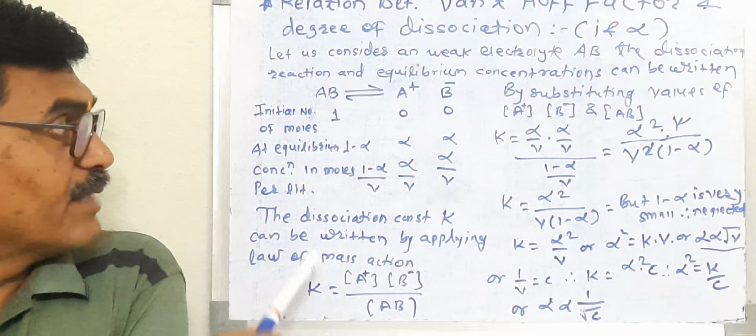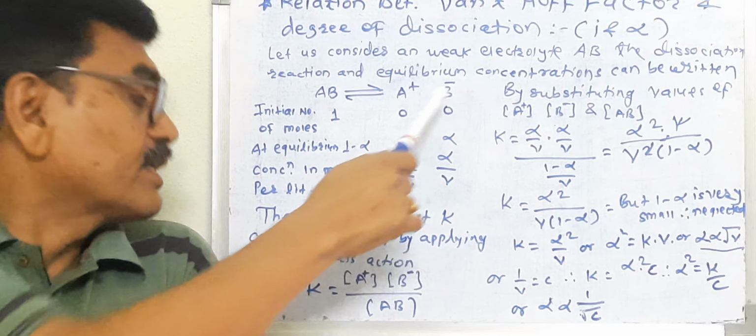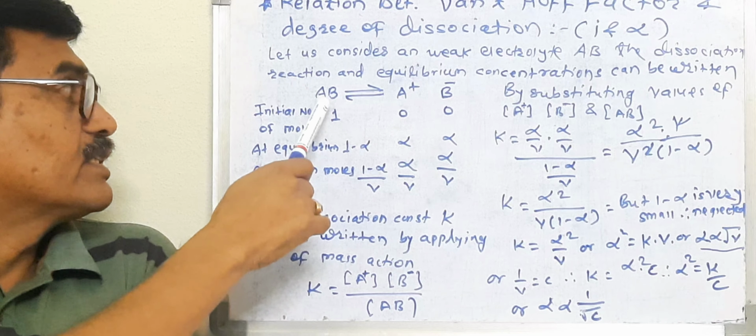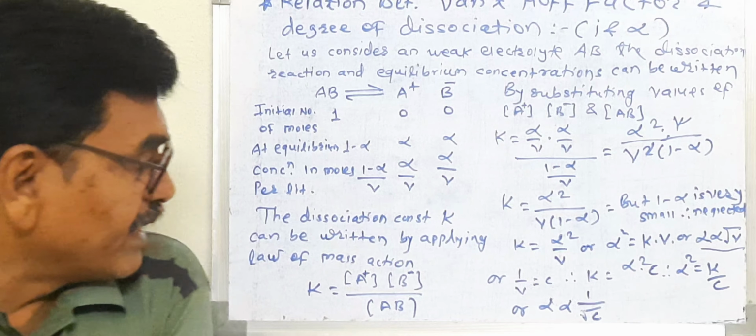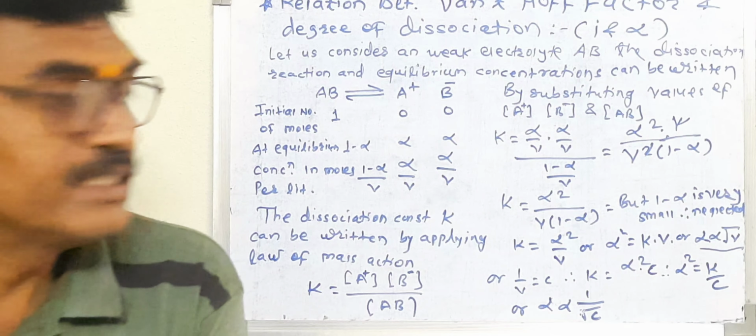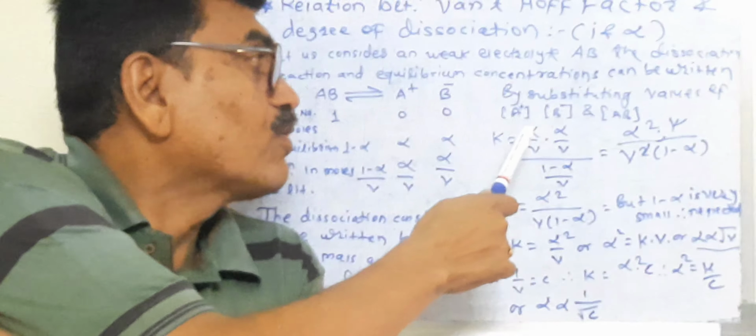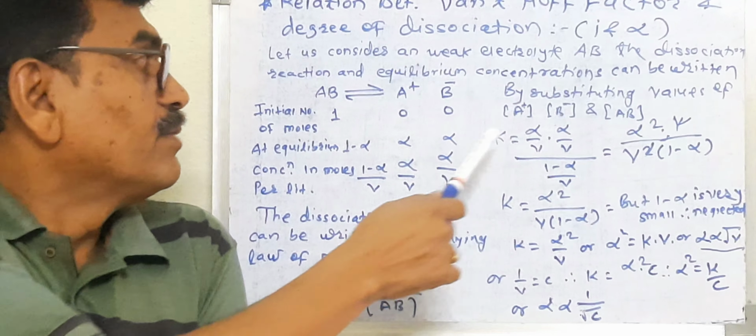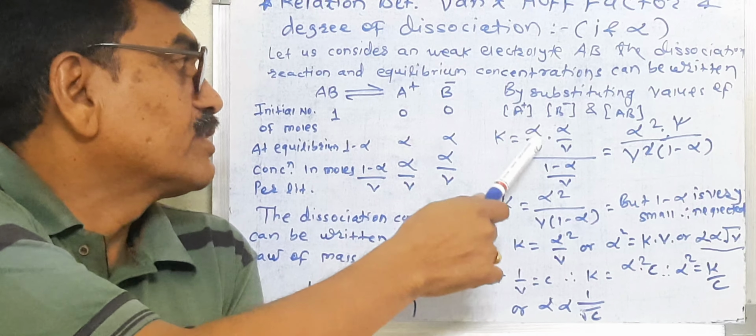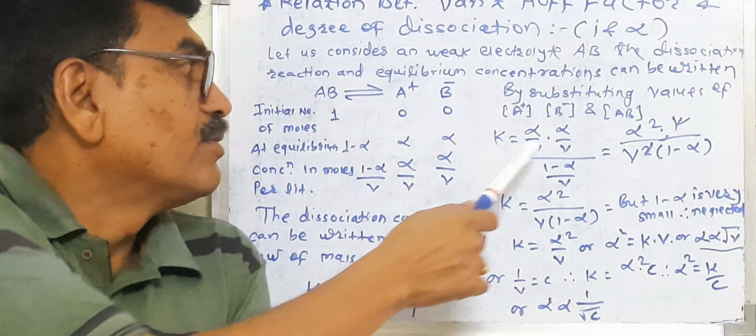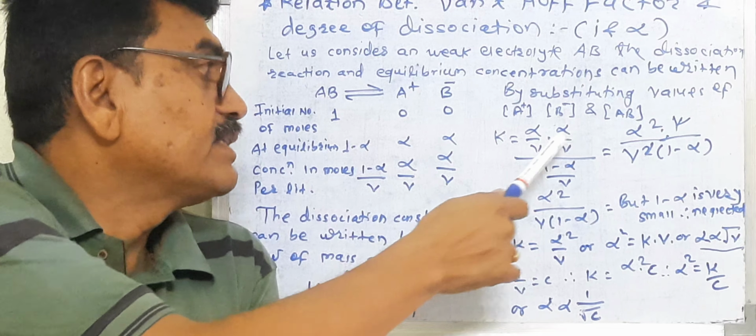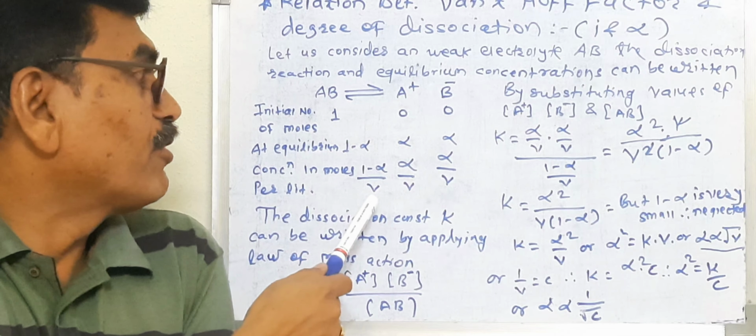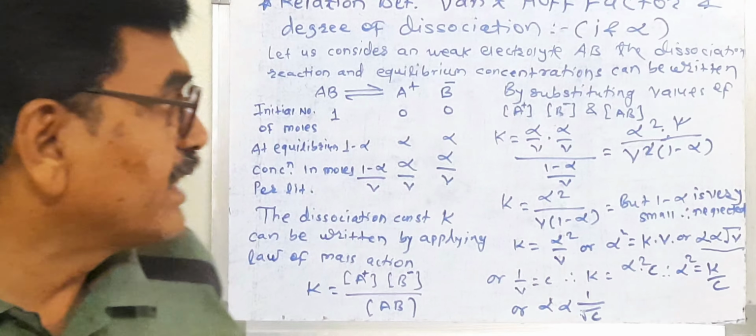The concentrations of the products are written above and the molar concentration of AB is written at the denominator. So we get the dissociation constant. Now by substituting the values of A plus, B minus and AB from this, the molar concentration of A plus is alpha upon V, the molar concentration of B minus is alpha upon V, and the value of AB is 1 minus alpha upon V. From this we can write like this.